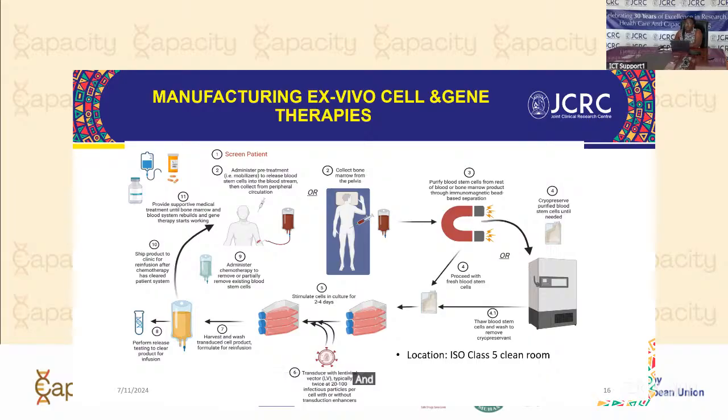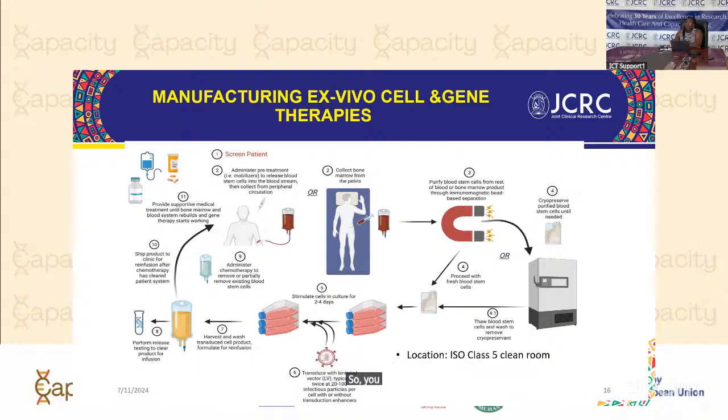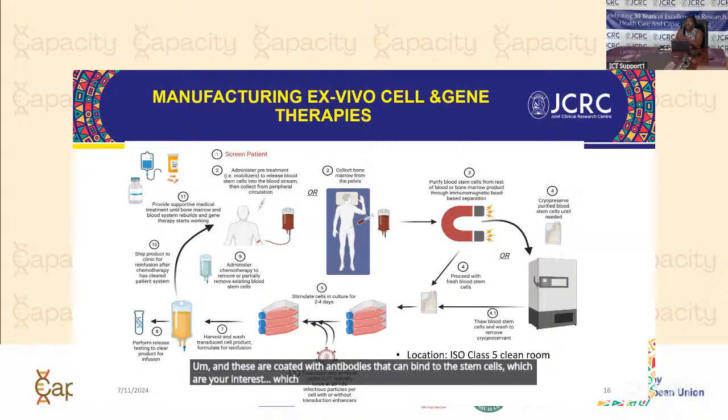And then in the laboratory, you go ahead and purify out the stem cells from this bone marrow. And here you're using immunomagnetic-based techniques. So you have beads that are made of either iron, and these are coated with antibodies that can bind to the stem cells, which are your cells of interest.